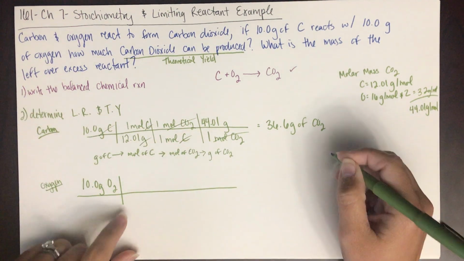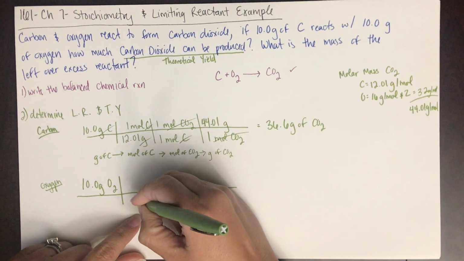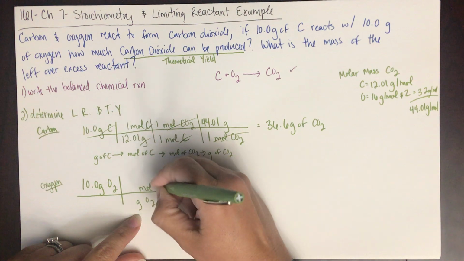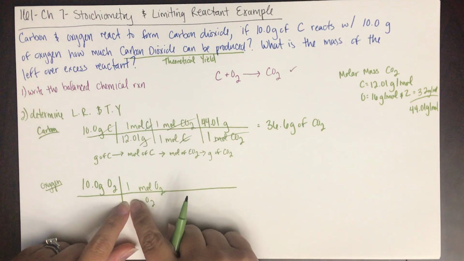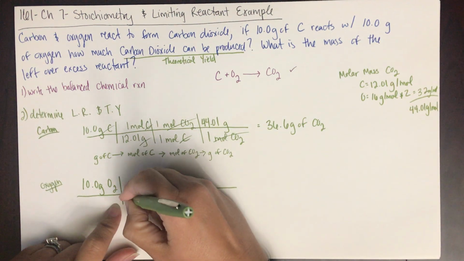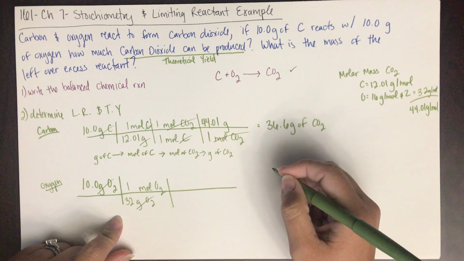Remember, oxygen is O2. So I want grams of O2 on the bottom, and I want moles of O2 on the top. 1 mole of O2, so if the molar mass of oxygen is about 16, the molar mass would be about 32 grams per mole. So now grams of oxygen will cancel.